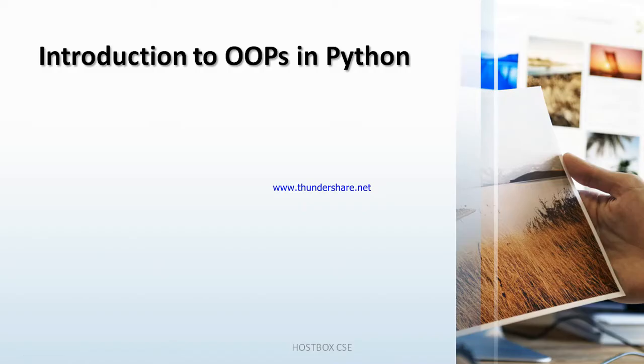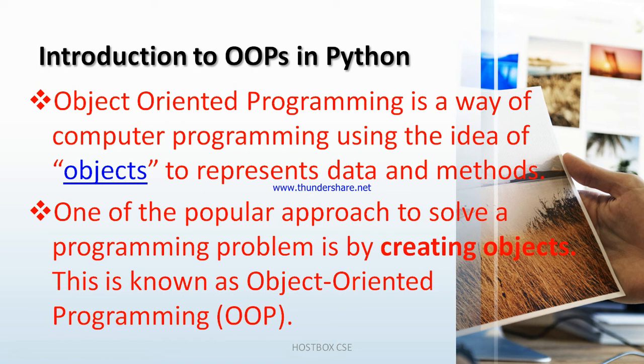Introduction to OOPS in Python. Object oriented programming is a way of computer programming using the idea of objects to represent data and methods, similar to the C++ language. One of the popular approaches to solve a programming problem is by creating objects. This is known as object oriented programming. So be clear with OOP: object oriented programming means creating objects to solve any problem.